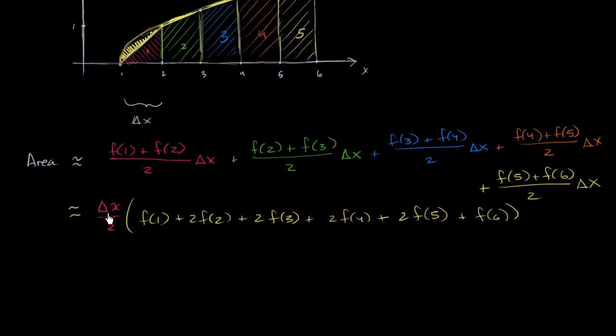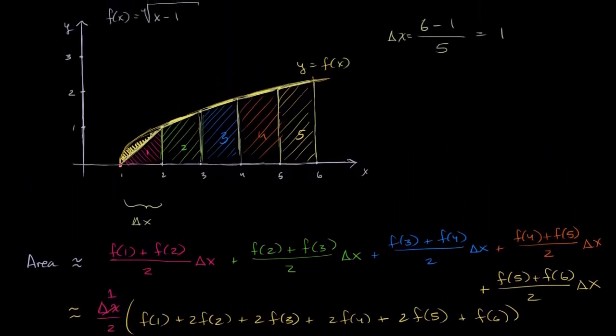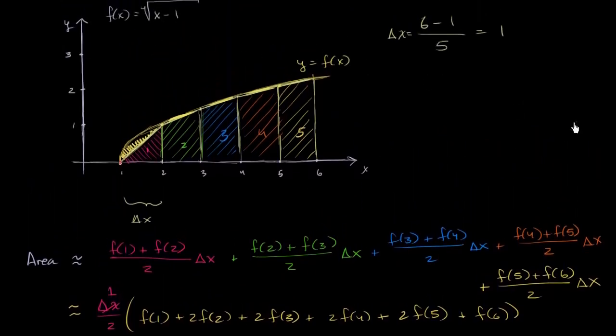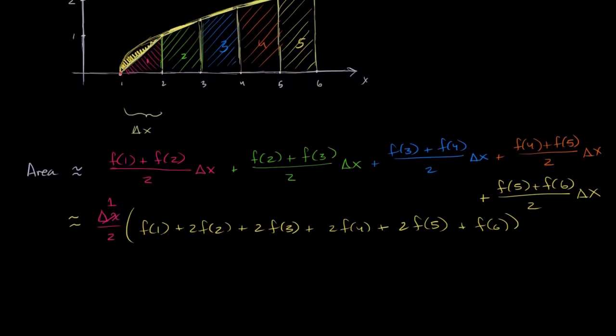Lucky for us, the math is simple. Our delta x is just 1. And then we just have to evaluate all of this business. F of 1, let's just remind ourselves what our original function was. Our original function was the square root of x minus 1. So f of 1 is the square root of 1 minus 1, so that is just going to be 0. This expression right over here is going to be 2 times the square root of 2 minus 1. The square root of 2 minus 1 is just 1, so this is just going to be 2.